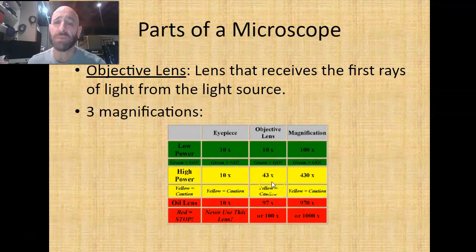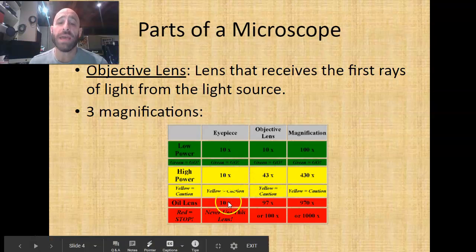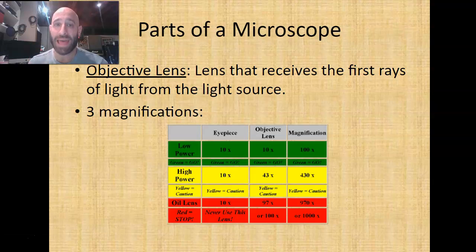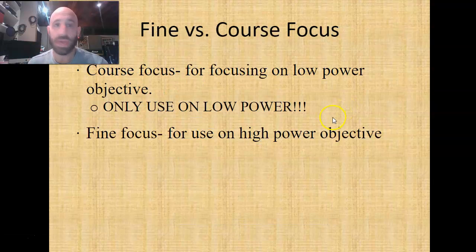And then if you really have something small that you want to look at, you would do 10 times, because the eyepiece is always 10. And then the highest power is 97 times. So this is going to multiply it 970 times. So the objective lenses are going to multiply the amount of magnification by the amount of magnification in that lens. We're going to keep moving here.